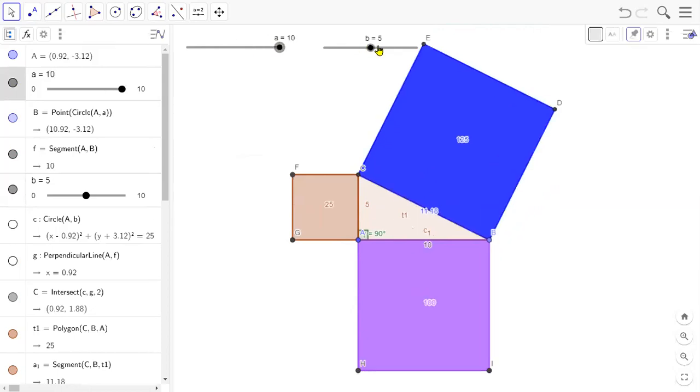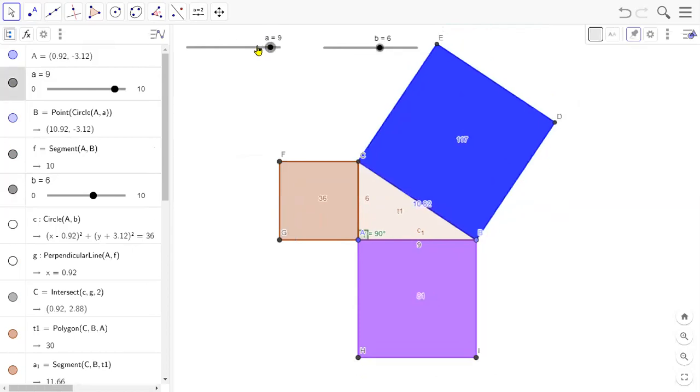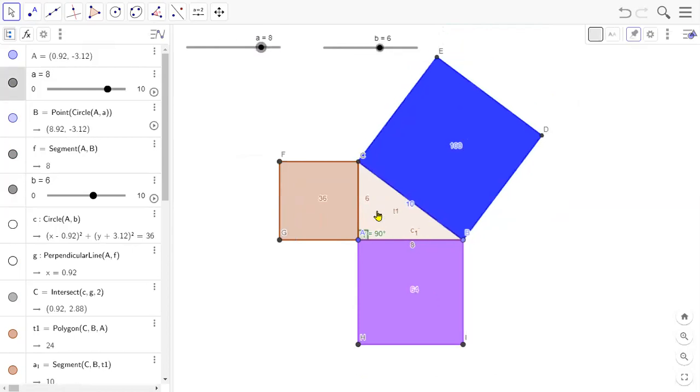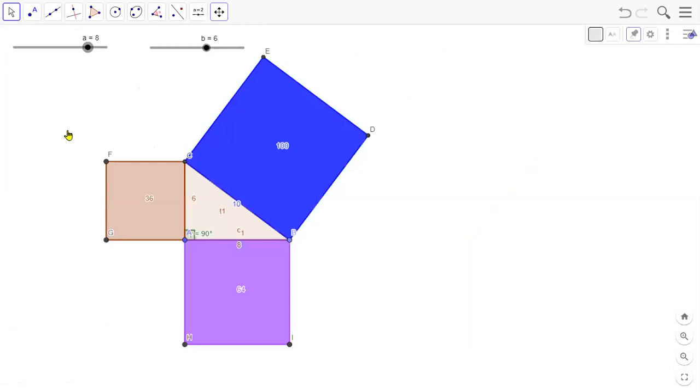Let me take the value of b as 6 units. I am just changing the value. Here in this right angle triangle, the side AB is 8 units and the side AC is 6 units, and in that situation the hypotenuse will be 10 units, and the area of this square is 100 units, which is equal to the sum of the areas of these two squares. 36 plus 64 gives 100. Here we have visualized this Pythagorean theorem by using this GeoGebra software. This is very interesting and very useful software.